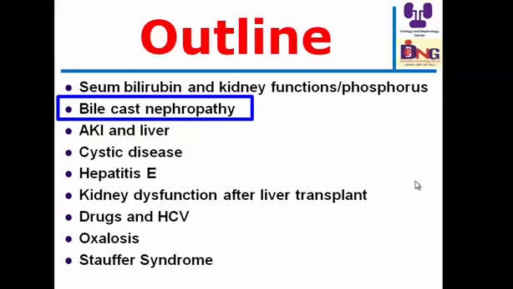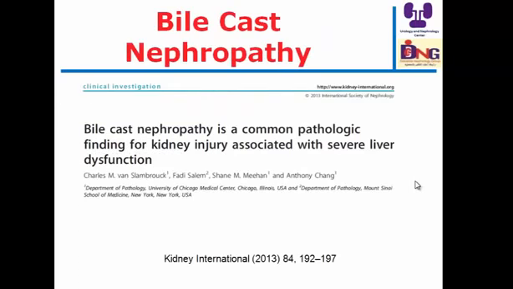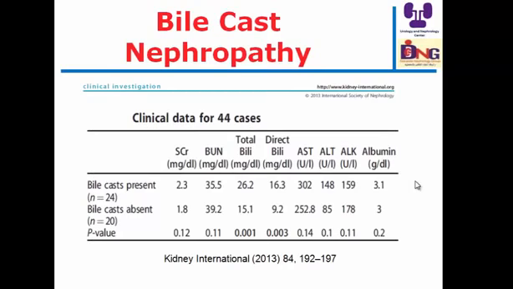Bile acid nephropathy, or cholemic nephropathy, is a common pathological finding for kidney injury associated with severe liver dysfunction. If you look at these 44 cases, the higher the serum bilirubin, total and direct, the higher the risk of bile acid nephropathy. In these 24 patients who had bile acid nephropathy, the total serum bilirubin was 26, in comparison to 15 in the patients without bile acid nephropathy.